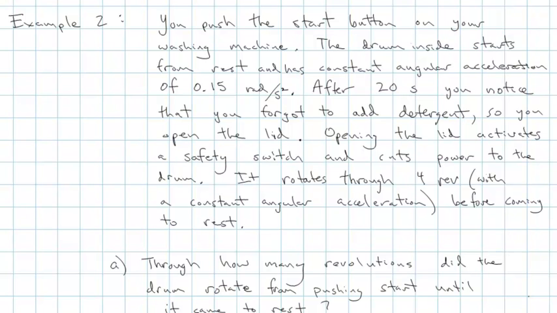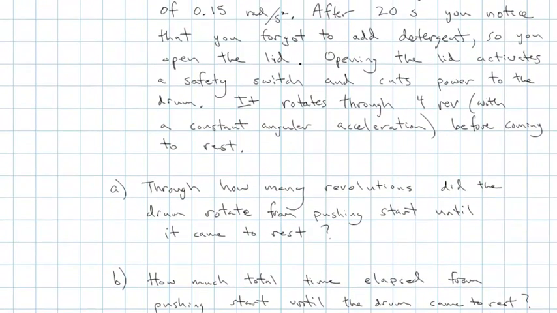You push the start button on your washing machine. The drum inside starts from rest and has a constant angular acceleration of 0.15 radians per second squared. After 20 seconds, you notice you forgot to add detergent, so you open the lid. Opening the lid activates the safety switch, cuts power to the drum, and it rotates through 4 revolutions with a constant angular acceleration before coming to rest. And a couple of questions we can ask about that. Through how many revolutions did the drum rotate from the initial pushing start until the final time when it comes to rest? Through the entire period. And how much total time elapsed from the time you push start until the drum comes to rest at the end? Pause the video, give these a try, and then resume the video to see my solution.